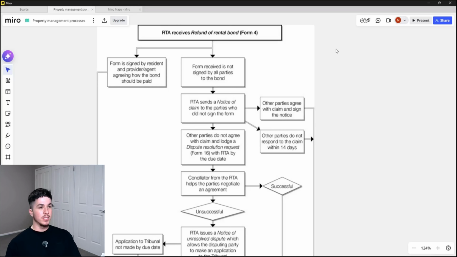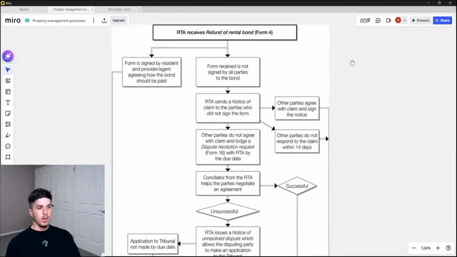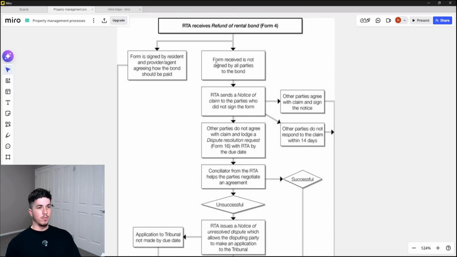When the RTA receives this form or request for a refund of the rental bond, there are two steps right from the beginning. Number one is the form that is received is not signed by all parties to the bond. This happens when, say for example, the tenant claims the full bond and we as a property manager say, no, you're in $1,000 rental arrears. Therefore, you cannot have the full bond. That is what happens in that situation.